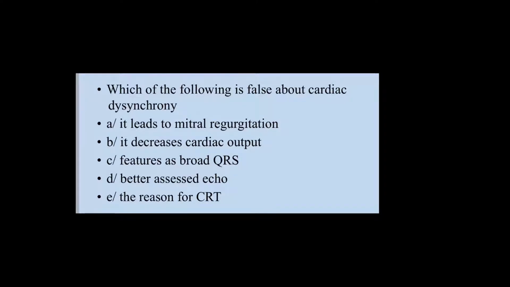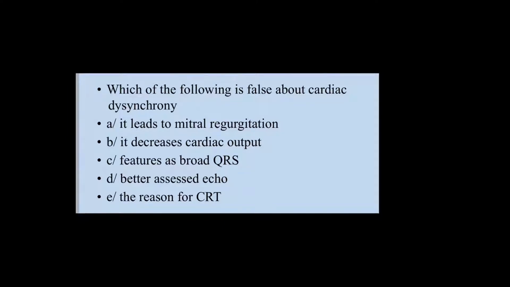Assalamu alaikum. Wa alaikum salam. Okay, I think it cannot be assessed by echo. Okay, so you think D is the right answer because D is false. Reduction of cardiac output, it causes a mitral regurg, some sort of feature of broad QRS. Okay. You're right. D is the right answer.